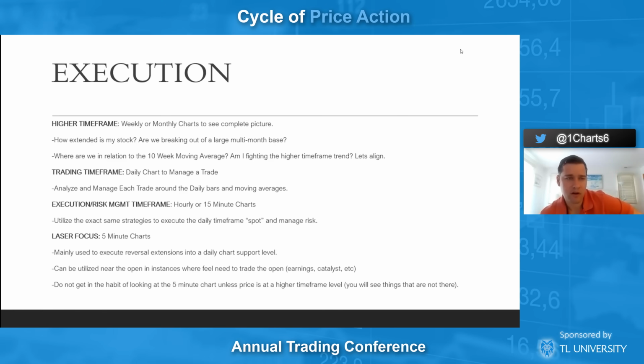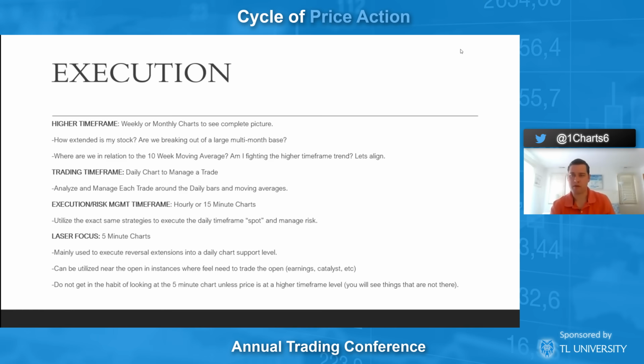So for the most part, on the weekends, I'm going through my higher time frames and scanning the entire market. And then when I come up with my overall list for the week, I'm going to my trading time frame, the daily time frame, and I'm mentally setting up my trades.